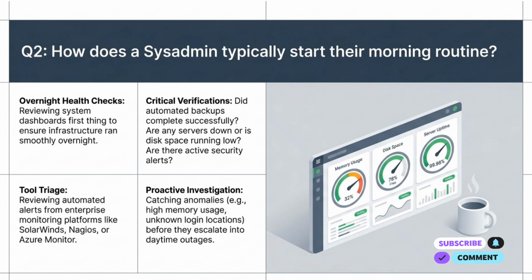Along with this, admins also go through their overnight email and any automated alerts from monitoring systems like SolarWinds or Azure Monitor. If something looks unusual, like a server using too much memory or a failed login attempt from an unknown location, they investigate it right away before moving on to the rest of the day's tasks.